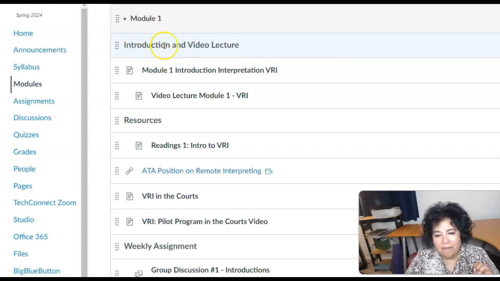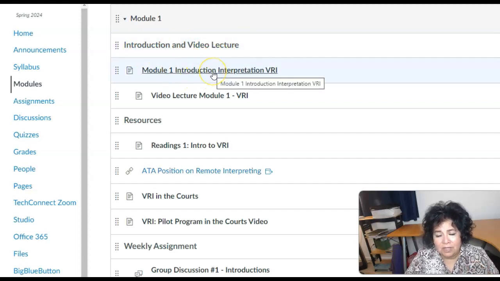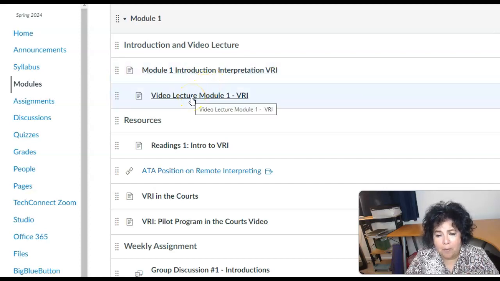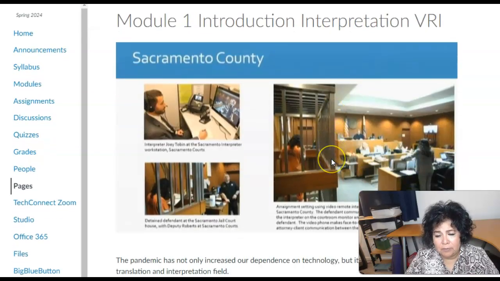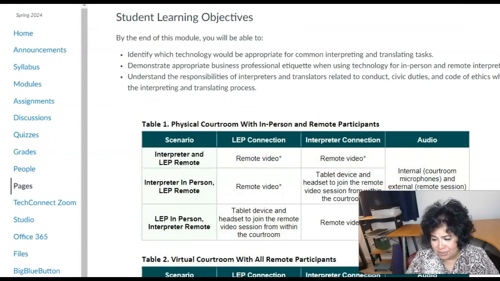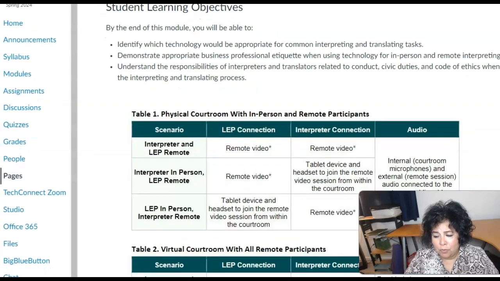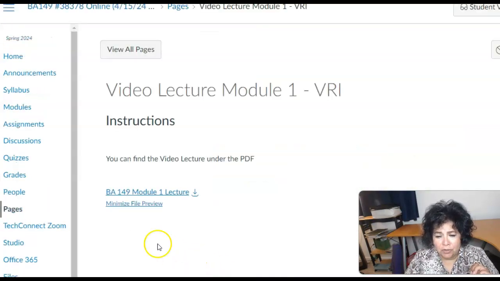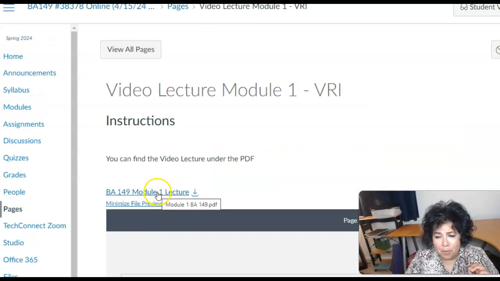So here you have your introduction and your video lecture. You're going to have your introduction, and this is where in every module it tells you these are the expected outcomes. Here you're going to find the PowerPoint. So here we would give you the expected outcomes, the learning objectives for this particular module. And then you're going to go to the video lecture, and you can find my PowerPoint.